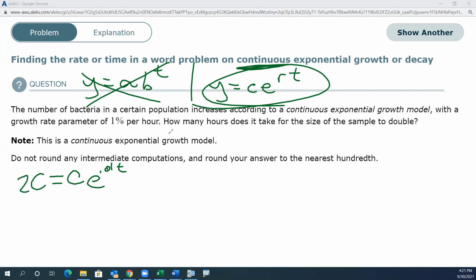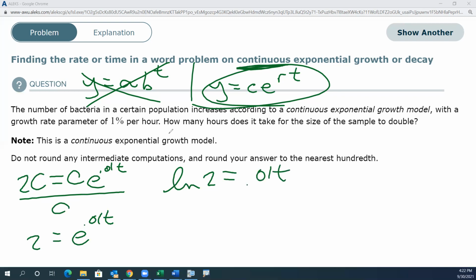Or maybe you said, I want to start with 100. Okay, then this is 200. It won't make a difference because the next step is divide by whatever that is. And when you divide by C, those cancel, and all you're going to be left with either way is a 2 on the right side. Now that this C is not there, we can convert to log form, get log base e of 2 is 0.01t, divide both sides by 0.01, and it says go to the nearest hundredth.